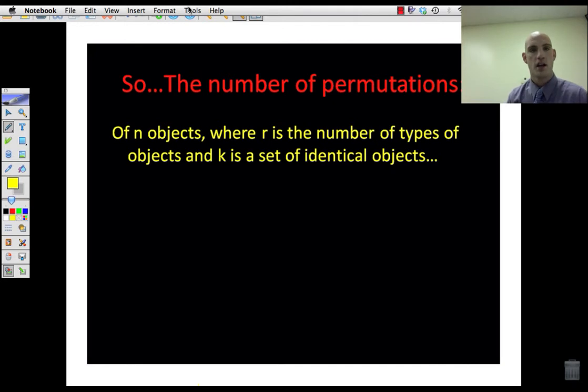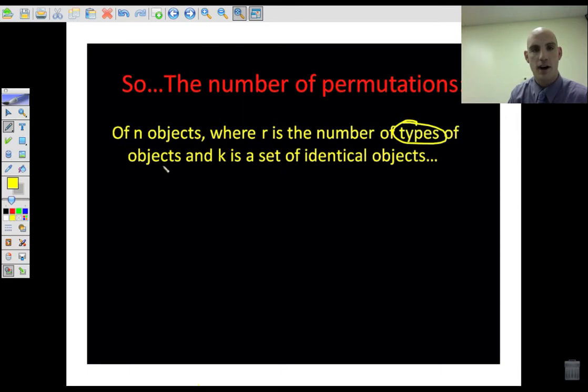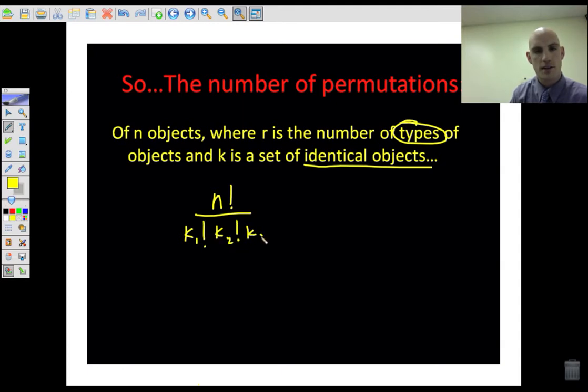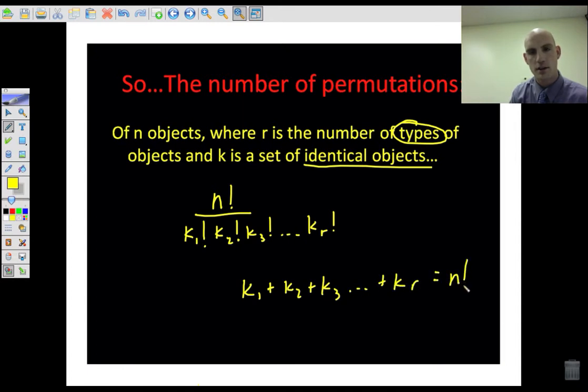In general math language, the number of permutations of n objects, where r is the number of types of objects and k is a set of identical objects, so the B's or the C's, is going to look like this. N factorial over k1 factorial times k2 factorial times k3 factorial, all the way down to kr factorial, the number of repeat objects we have, where k1 plus k2 plus k3, etc., plus kr is equal to n, not even the factorial. Okay, so all of the objects on the bottom have to equal what's on the top.